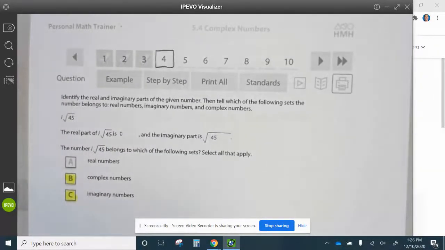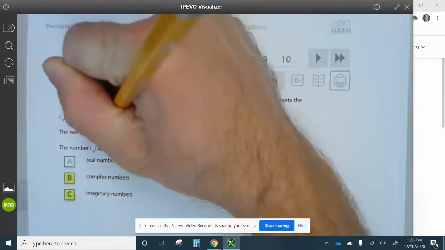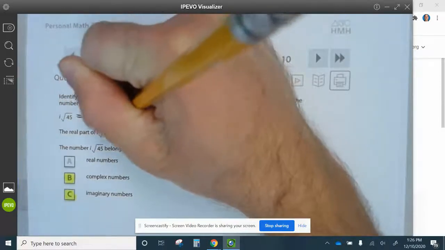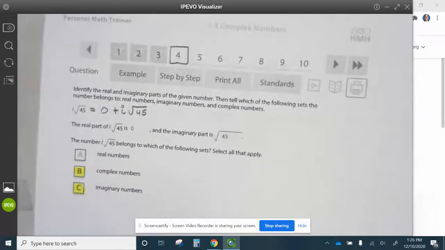All right. Question 4. Identify the real and imaginary parts of the given number. Then tell which of the following sets the number belongs to: real numbers, imaginary numbers, and complex numbers. i square root of 45. The real part of i square root of 45 is 0 because i square root of 45 is equal to 0 plus i square root of 45. And the imaginary part is square root of 45. The number i square root of 45 belongs to which of the following sets? The correct answer to that is complex numbers and imaginary numbers.